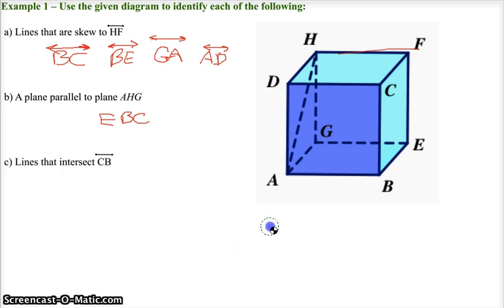All right, lines that intersect CB. On this, we're going to have the point C in them or have the point B in them. So CD, great. CD intersects CB. How about at B? How about BE? Sure. And there's a bunch more. Looks like there's 3 that hit at C and 3 that hit at D.